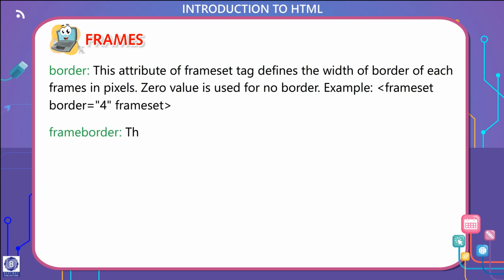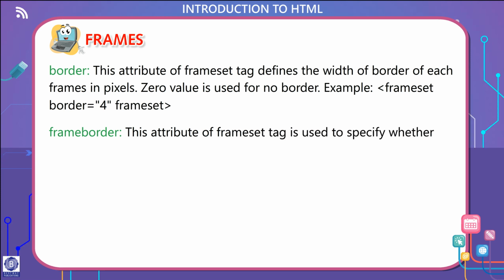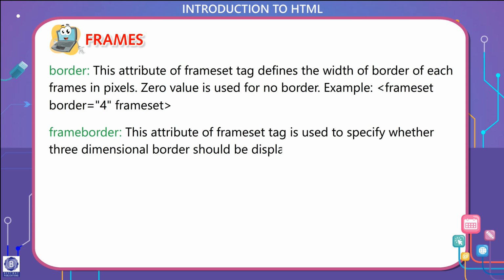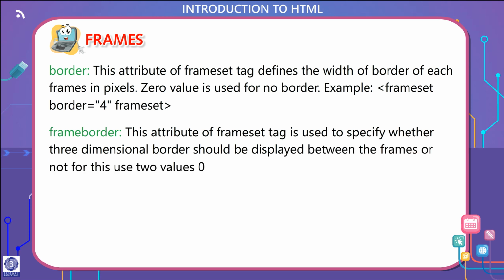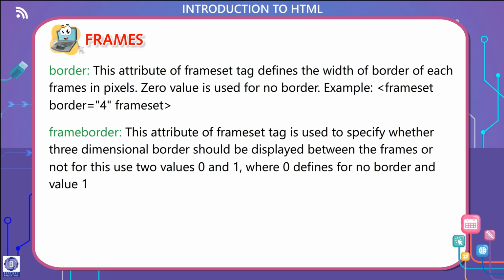Frameborder: this attribute of the frameset tag is used to specify whether a 3-dimensional border should be displayed between the frames or not. For this, use two values, 0 and 1, where 0 defines no border and the value 1 signifies yes, there will be a border.